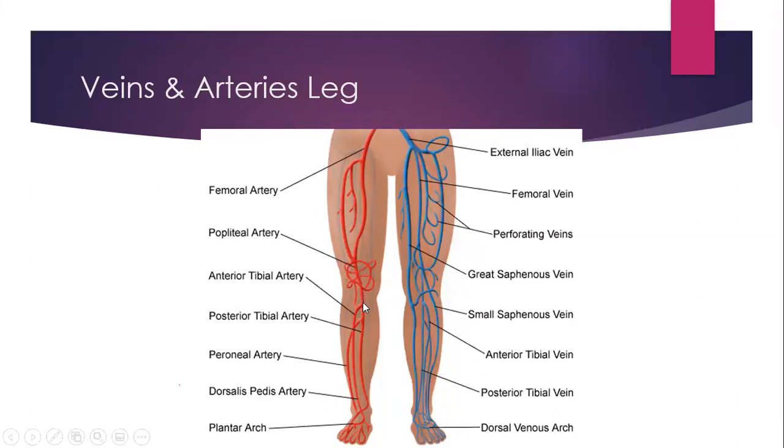The blood then runs down into your anterior tibial artery and posterior tibial artery. Anterior is going to run down the front and posterior is going to run down the back.